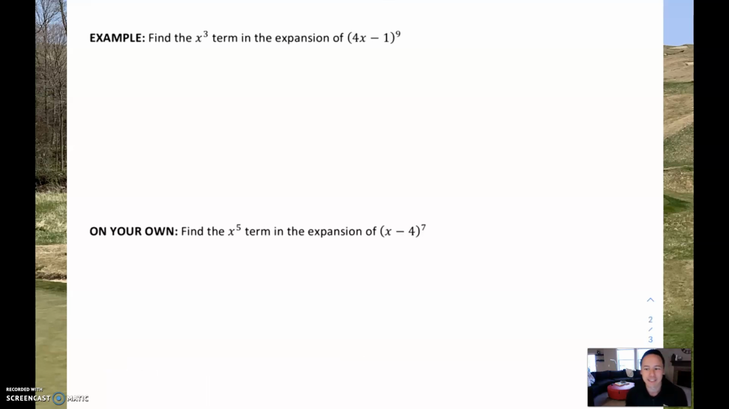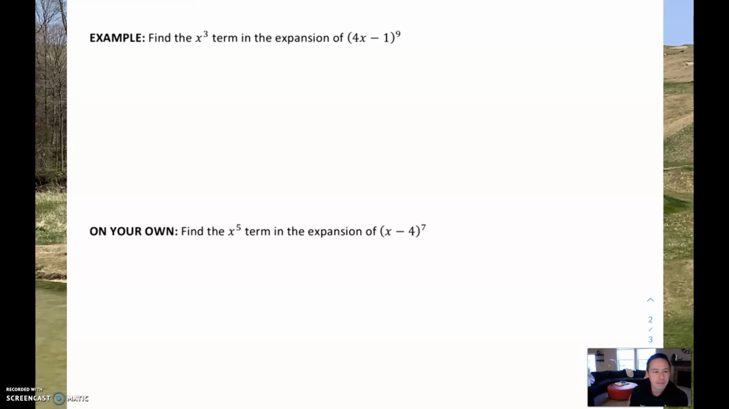Okay, for the rest of these examples, I'm going to ask you to find a specific term. Sometimes it's going to be like a puzzle, sometimes an easy puzzle, sometimes a little more difficult. But I'm only going to ask you for one term. I'm not going to ask you to do the whole thing. That would be very, very cruel of me.